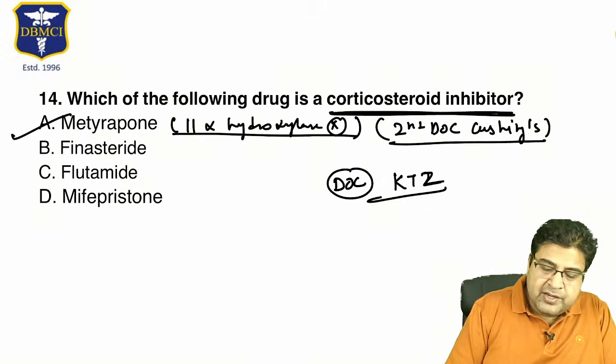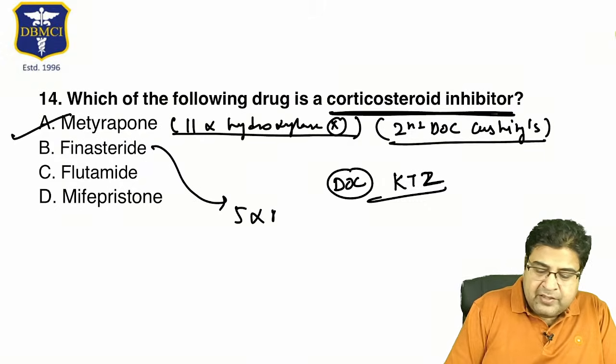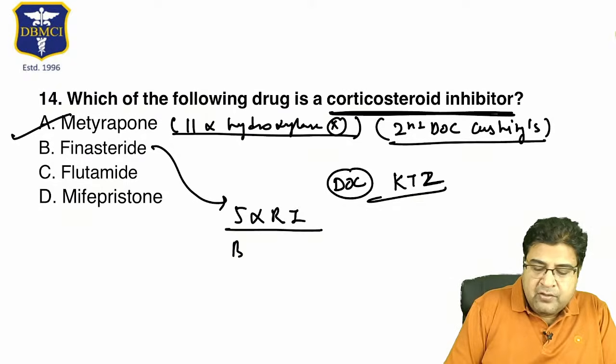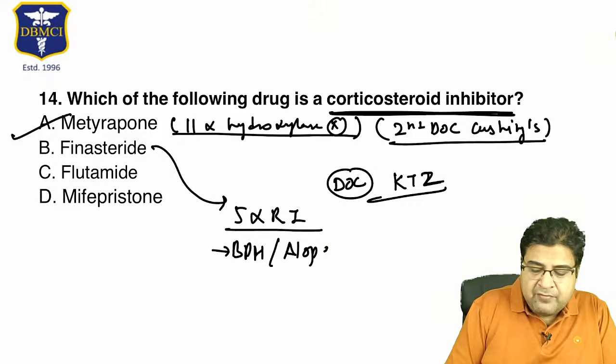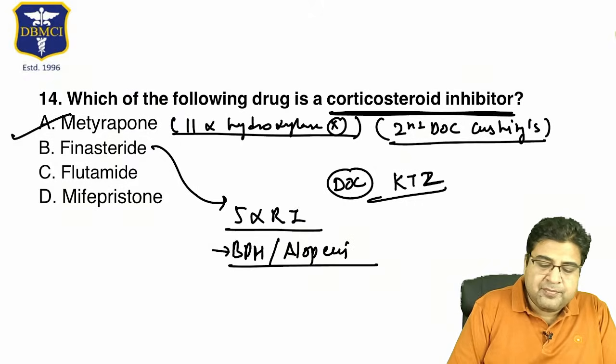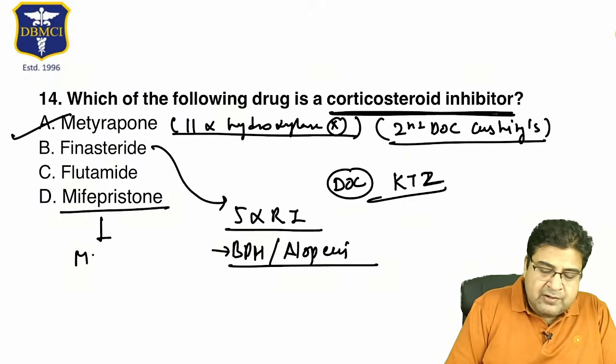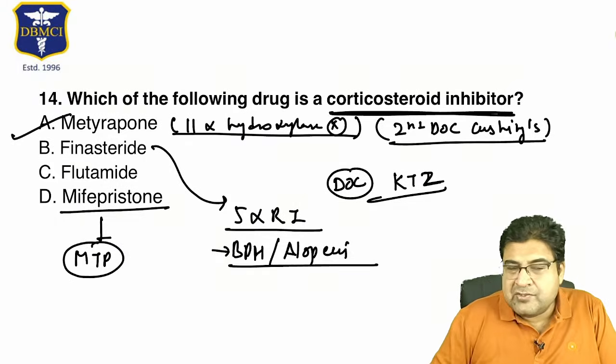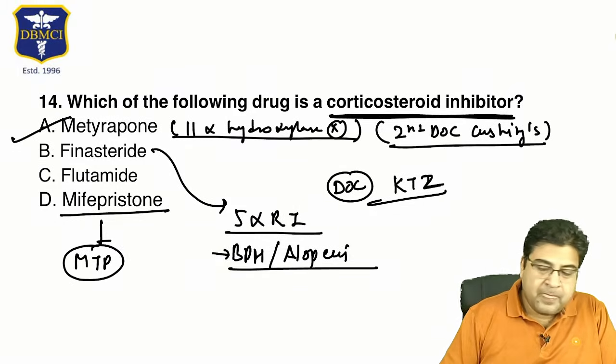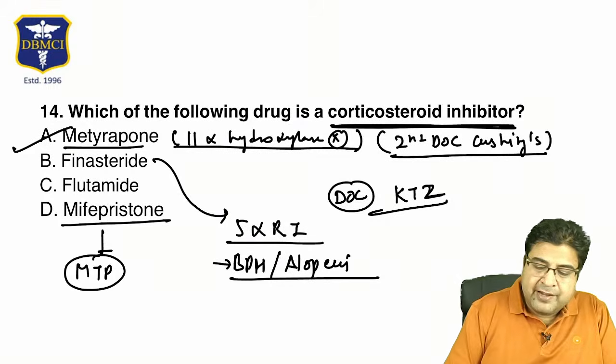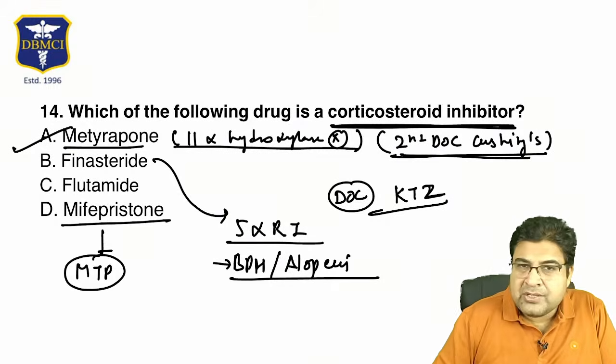Now finasteride is a 5-alpha reductase inhibitor. We use this medicine for BPH, and it is also given for androgenic alopecia. Now mifepristone is a drug for MTP. It's a progesterone receptor antagonist, right? So metyrapone is the second drug of choice for Cushing's, and ketoconazole is the drug of choice.